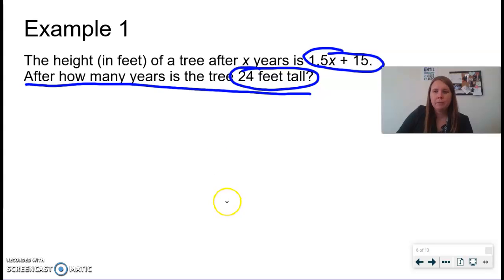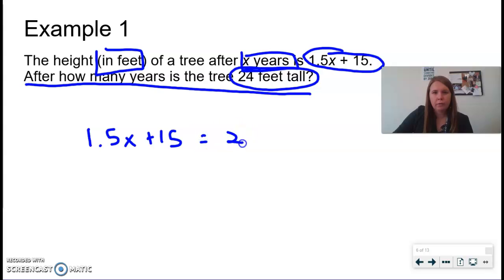Some other bits of information that are going to be important: the fact that it is in feet, and x shows how many years. So we want to know how many years that's going to take. That means we're going to solve for x. So what I'm going to do is take this problem, 1.5x plus 15, and set it equal to 24, because we want to know how many years it is going to take till it's this tall. And then we're just going to solve for x, okay?